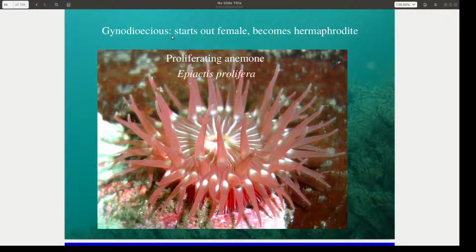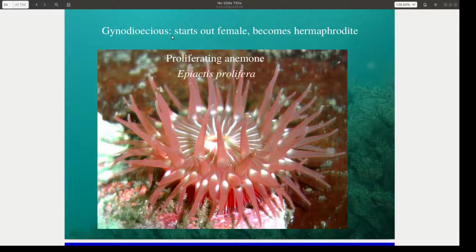And here's a sea anemone, the proliferating anemone or brooding anemone. This species starts out female, and then when it reaches a certain size, it turns into a hermaphrodite. It develops a male function. So clearly, male reproductive success increases with the size of this anemone.